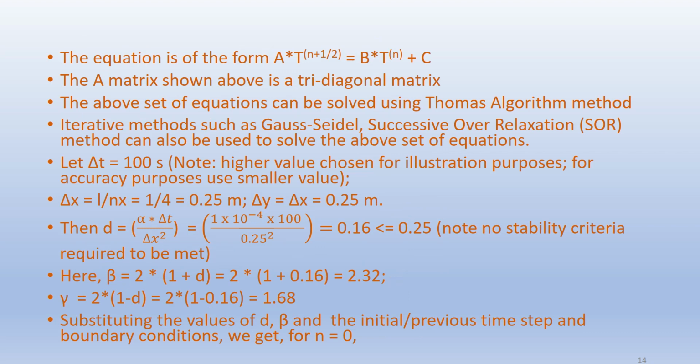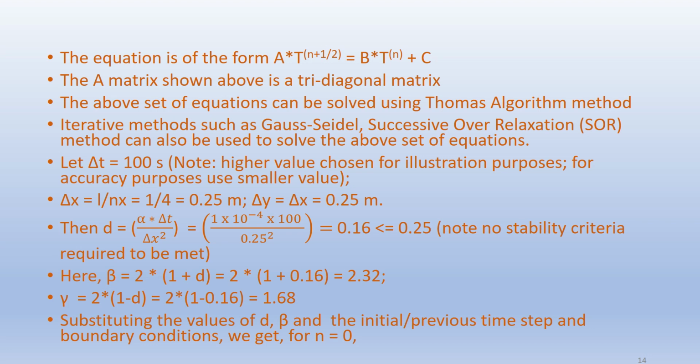Here the A matrix shown is a tridiagonal matrix. The above set of equations can be solved using the Thomas algorithm method. We can also use iterative methods such as Gauss-Seidel or successive over-relaxation method. Let delta t equals 100 seconds. Note here that we are using a higher value for delta t for illustration purposes. For accuracy purposes, we need to use a smaller value.